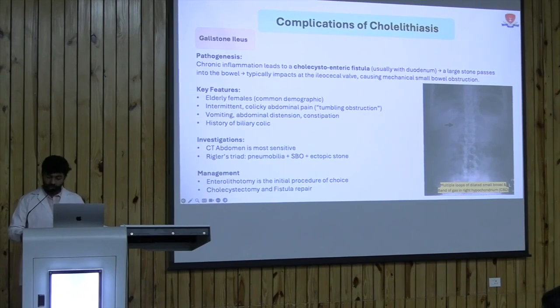as tumbling obstruction. Radiological investigations include CT imaging, which demonstrates the regular striae, pneumobilia, or air in the biliary tree, shown by the arrow image. Small bowel obstruction seen as dilated loops of small intestine, and an ectopic gallstone seen as a radio-opaque shadow, commonly but not always in the right iliac fossa. Treatment involves enterolithotomy with cholecystectomy and fistula repair as needed.